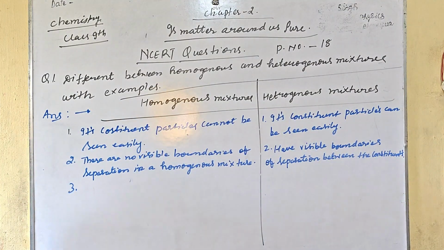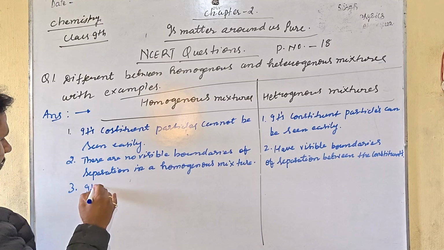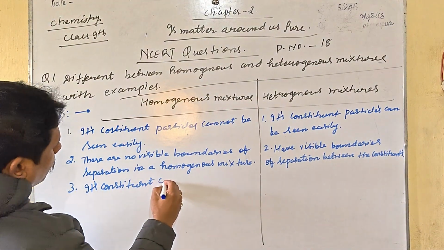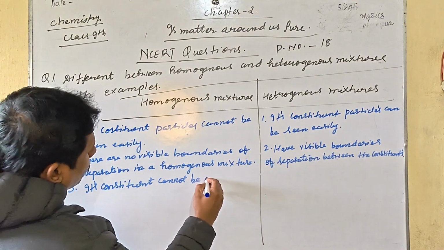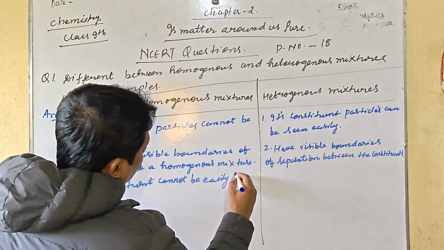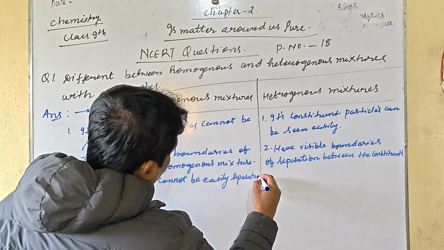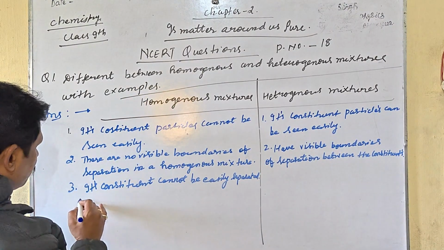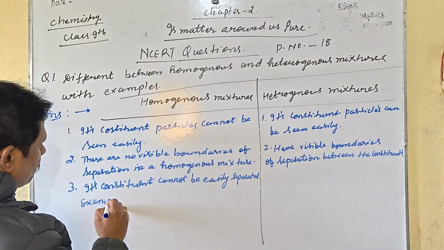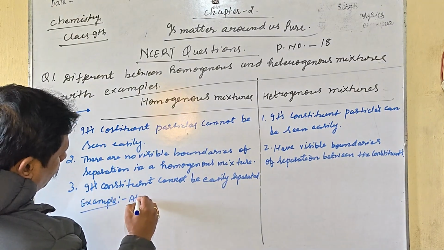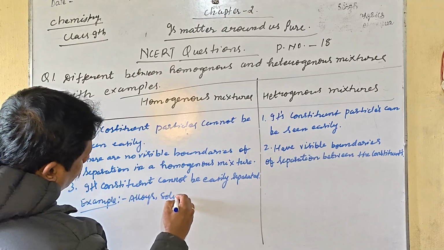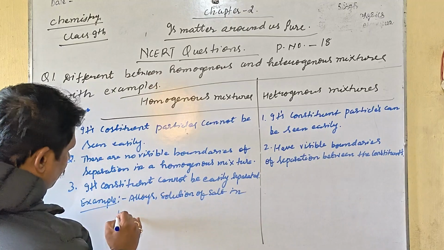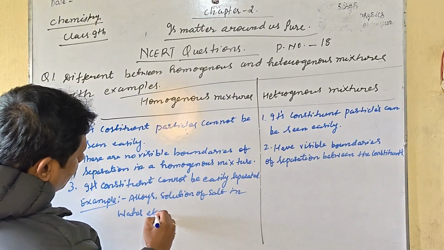Explanation number 3. In a homogeneous mixture, its constituents cannot be easily separated. Example: alloy, solution of salt in water, etc.